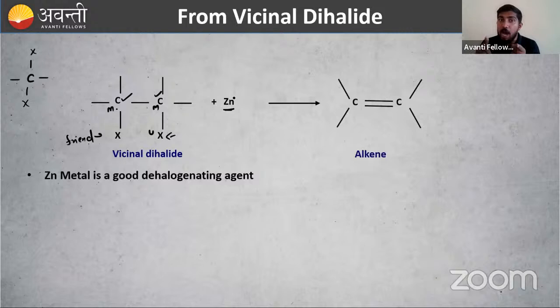Then what will be formed? Carbon is tetravalent, so four bonds will be formed. Then carbon, double bond carbon, alkene is formed. Then what is the role of zinc? That is our JNV. That is taking our halogen. So zinc metal is a good dehalogenating agent. What is dehalogenation? D means removal. So what are we removing? We are removing the halogen. So that is why it is known as a dehalogenating agent.